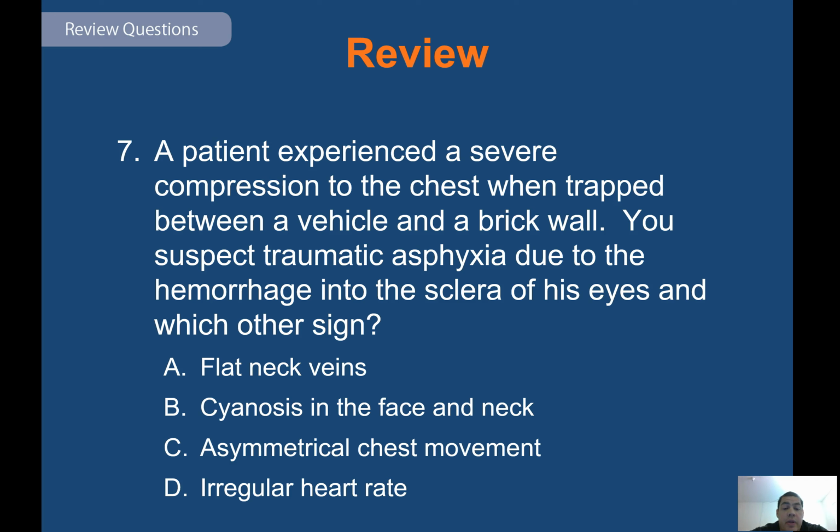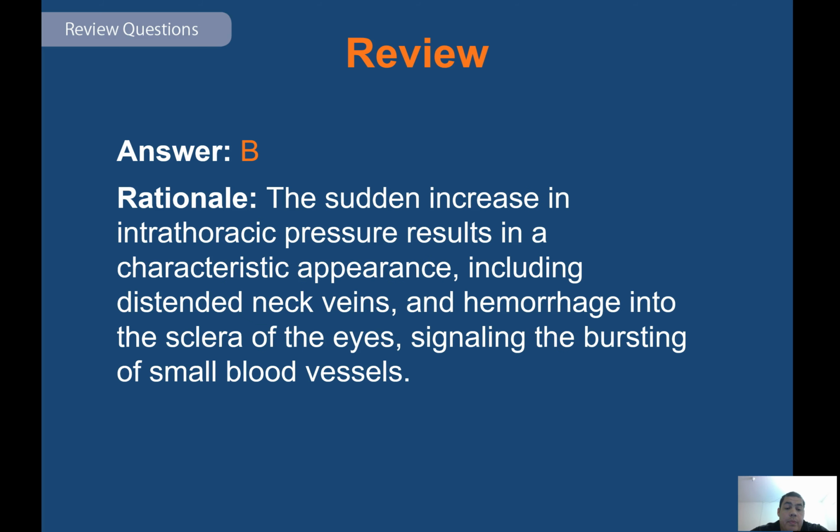A patient experienced a severe compression of the chest when trapped between a vehicle and a brick wall. You suspect traumatic asphyxia due to the hemorrhage into the sclera of his eyes, and which other sign? So B, the sudden increase in intrathoracic pressure results in a characteristic appearance, including distended neck veins and hemorrhage into the sclera of the eyes, signaling the bursting of small blood vessels.